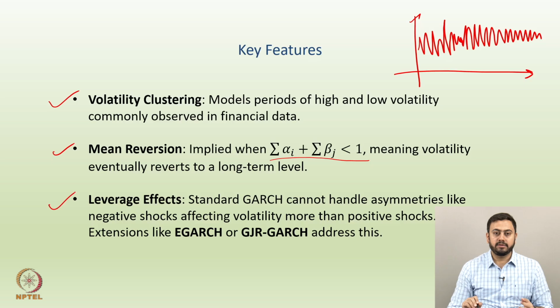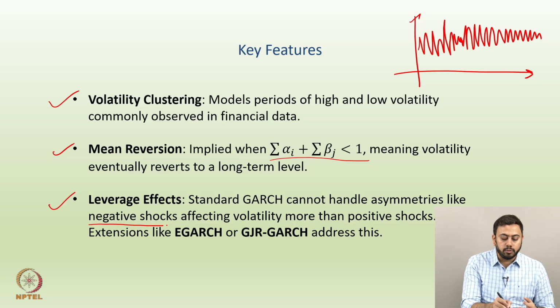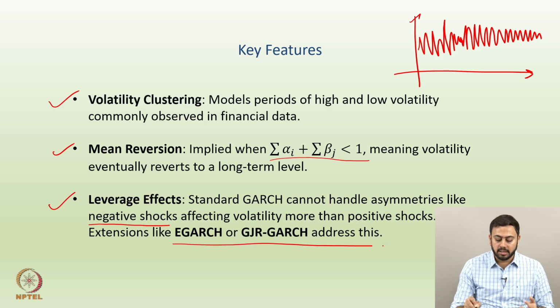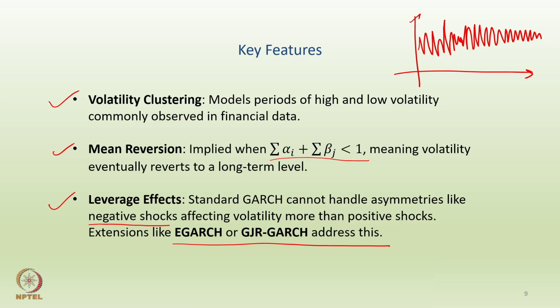And lastly, leverage effect. What do you mean by leverage effect? Standard GARCH cannot handle asymmetries, like negative shocks affecting volatility more than positive shocks. If negative news or negative shocks affect the changing variance or volatility more than positive news or positive shocks, then a simple ARCH model or a simple GARCH model cannot handle such asymmetries. For that you require extensions, which we will study in the next lecture, such as EGARCH or GJR GARCH. Extensions like these address this phenomenon, which is called leverage effect.